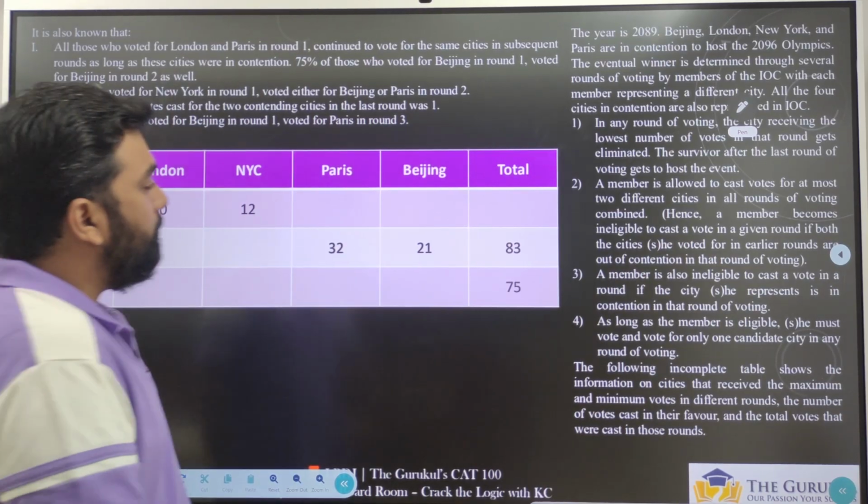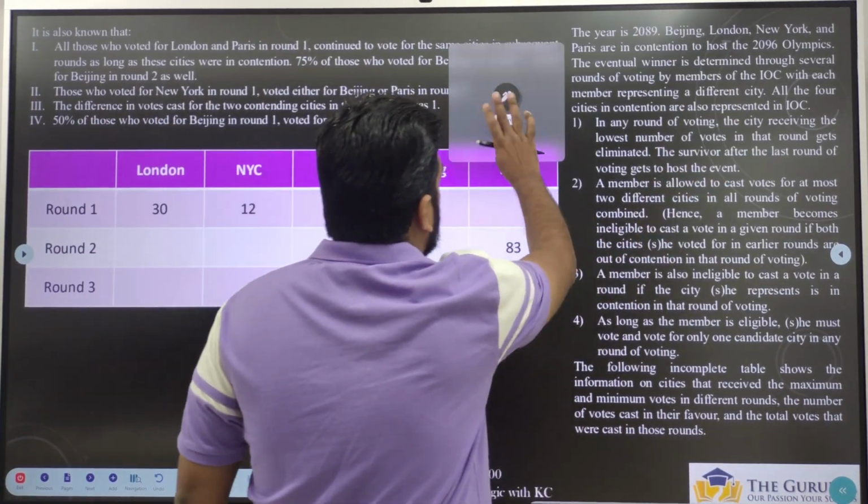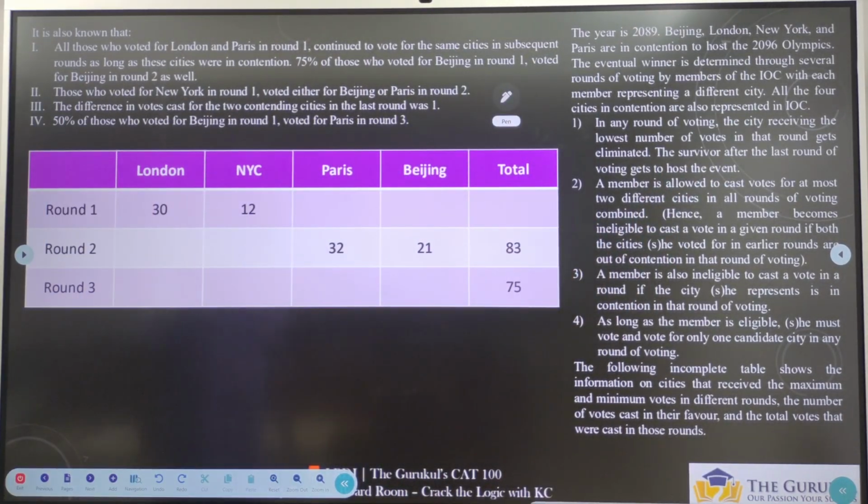If I want to remake the table, it will be like this. Just try to understand the table. Round 1, I have 4: London, New York, Paris and Beijing, total number of votes. Something gets eliminated, that's a different story. Who gets eliminated and why they got eliminated, it's all different. Clear?